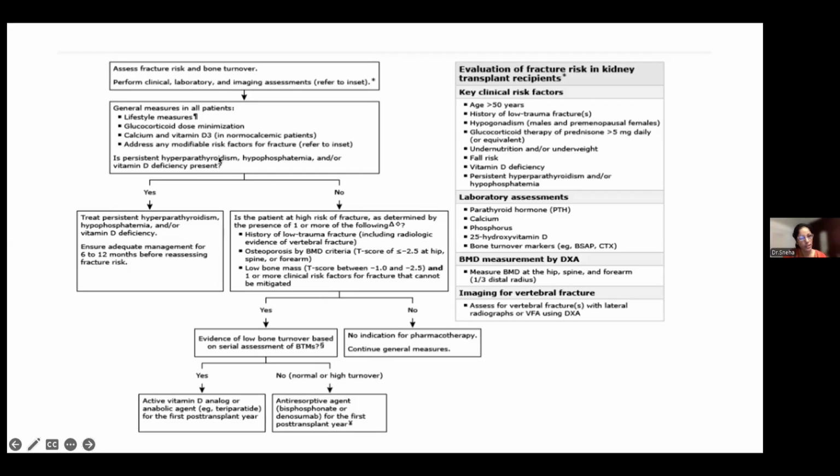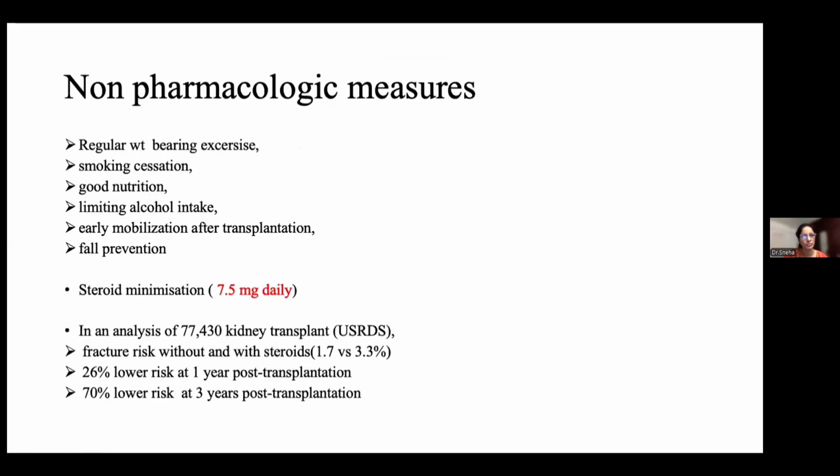If the patient doesn't have these alterations, then based on the fracture risk: if the fracture risk is high, look at the bone turnover status. Based on that, you can plan for active vitamin D analogs or an anabolic agent, especially if the patient has low bone turnover. If the bone turnover looks high or normal, anti-resorptive therapies, bisphosphonates or denosumab, are preferred. If the fracture risk is low, there is no indication for anti-osteoporotic pharmacotherapy. Continue with the general measures.